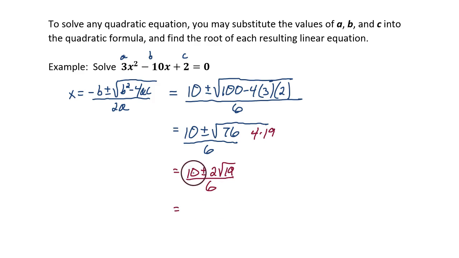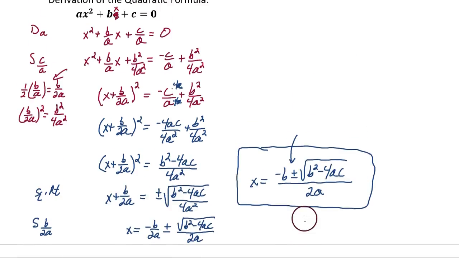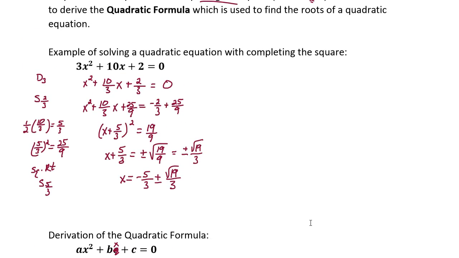This reduces because 10 and 6 reduce, and so does 2 and 6. So 10 and 6 both divide by 2. We get 5 over 3 plus or minus. And then over here, 2 over 6 both divide by 2. We get 1 square root of 19 all over 3. Here are our two answers. Notice that those are identical to the answers that we got when we worked it out back here.